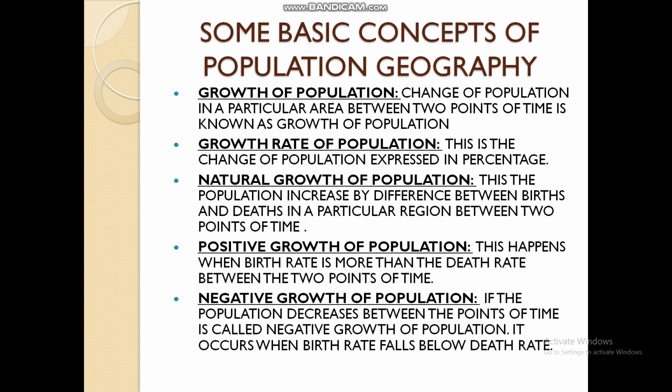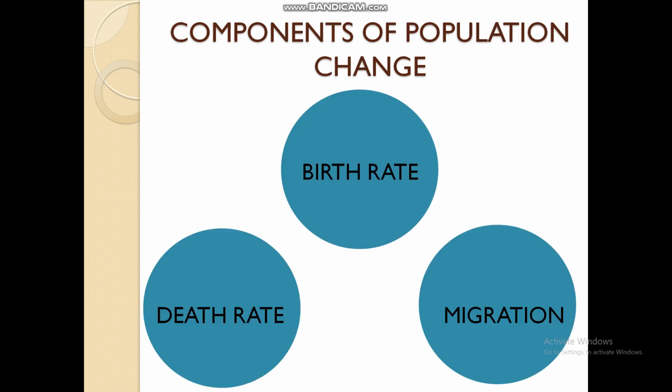Fourth is positive growth of population. This happens when the birth rate is more than the death rate between the 2 points of time. Negative growth of population. If the population decreases between the points of time, it is called negative growth of population. It occurs when the birth rate falls below the death rate.